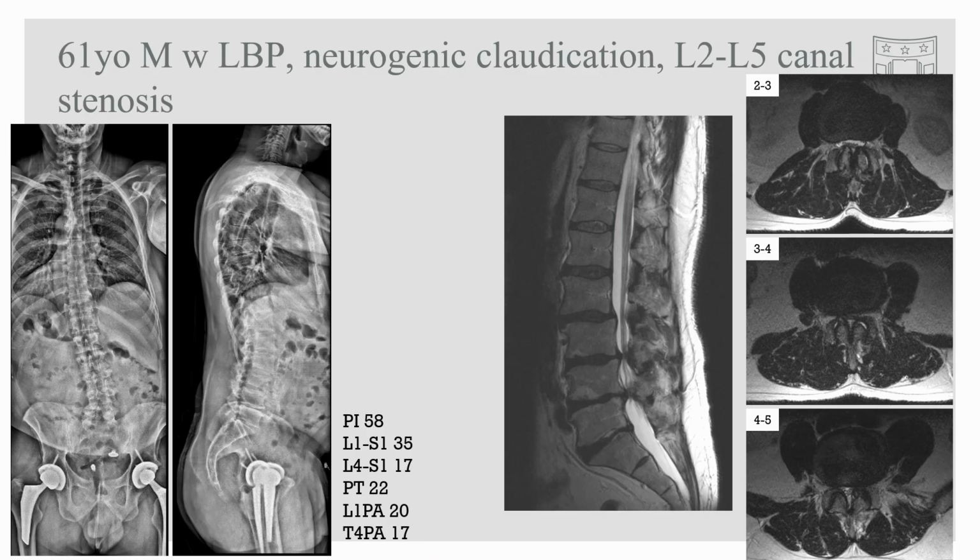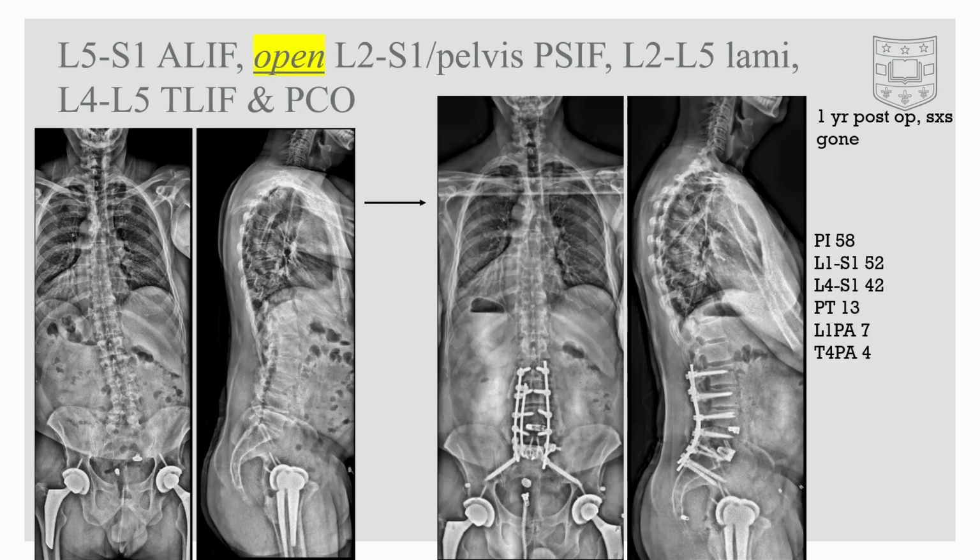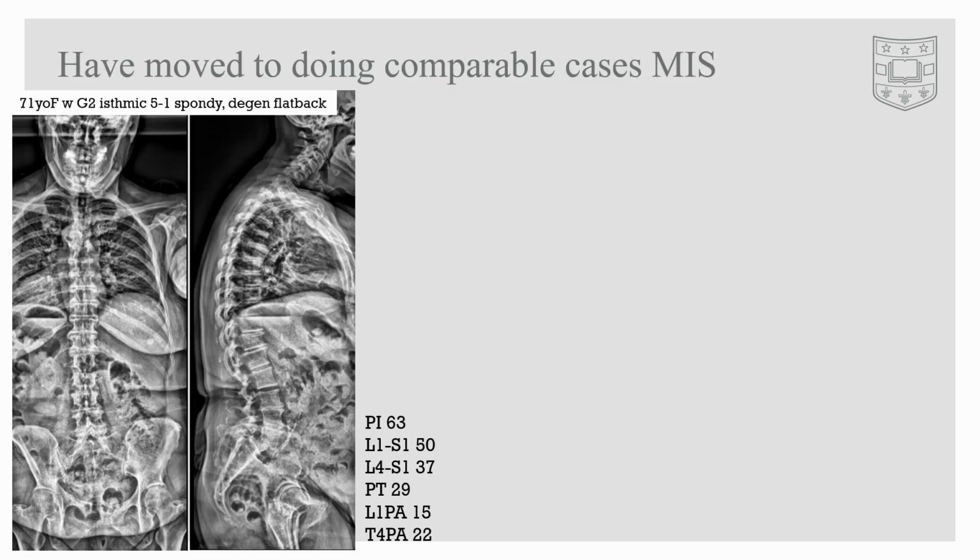This was a 61-year-old male with low back pain, neurogenic claudication, and stenosis at multiple levels. He presented to me very early in my practice. I treated him with a staged procedure, L5-S1 ALIF, and then an open L2 to pelvis fusion. At the time, I was really not doing lateral surgery, so this was just the most efficient way to treat this patient in my hands. He's over a year out now, and he's doing well. But since then, I've transitioned to doing more comparable cases, all MIS.